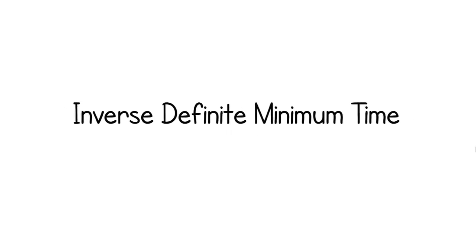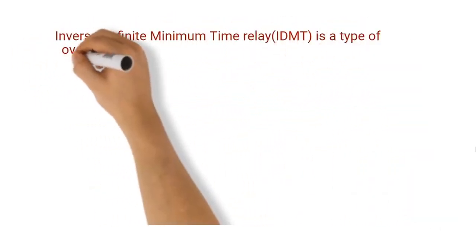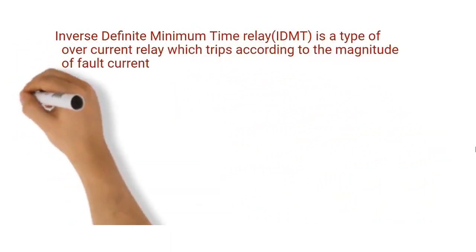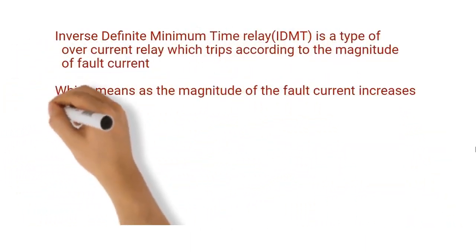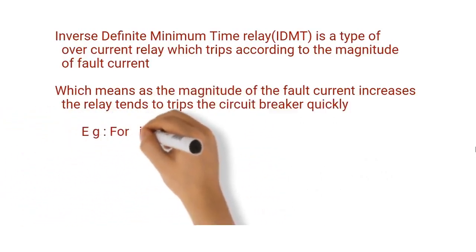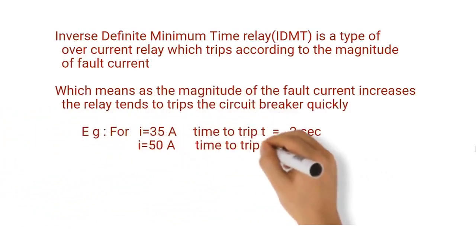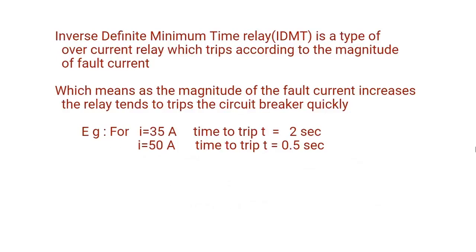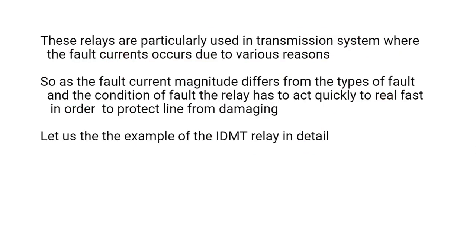Inverse definite minimum time relay. An inverse definite minimum time relay is a type of overcurrent relay which trips according to the magnitude of the fault current, which means as the amount of fault current increases, the relay trips the circuit breaker more quickly. Like if I is equal to 35 amperes, the time taken to trip the circuit breaker is 2 seconds. When the current is increased to 50 amperes, the time taken to trip the circuit breaker decreases to 0.5 seconds. The relay is particularly used in a transmission system where faults occur due to various reasons.